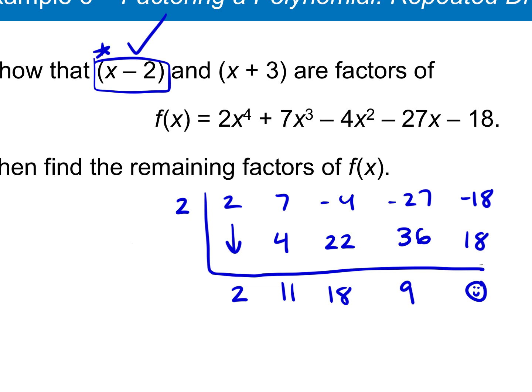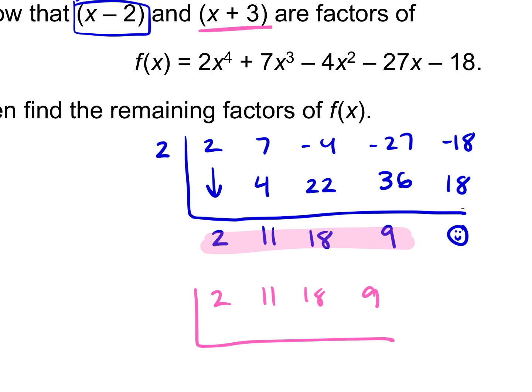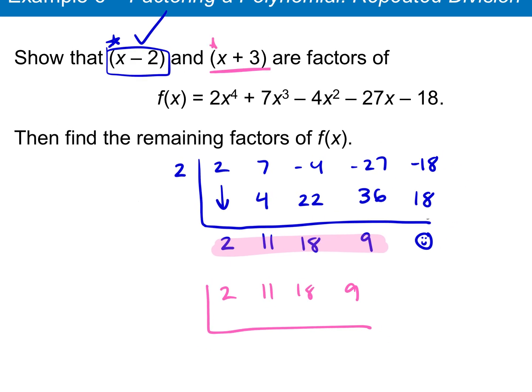Now let's see if x plus 3 is a factor. So instead of going back to our original polynomial that we started with, I can take the coefficients of my answer and see if x plus 3 is a factor of this. If it's a factor of the answer, it means that it was going to be a factor of the original. So now I'm going to do synthetic division again, but I'm going to put 2, 11, 18, and 9 inside the box. Now for x plus 3, what would I put on the outside? Negative 3. Awesome. We changed the sign. So negative 3 goes on the outside.